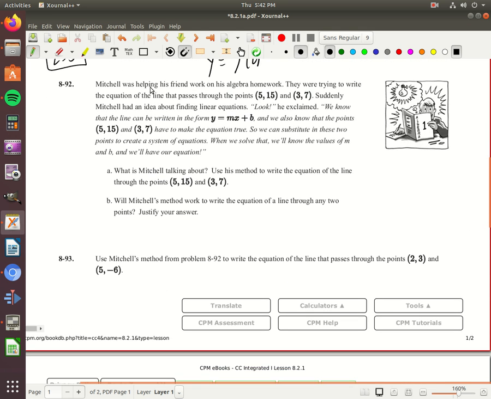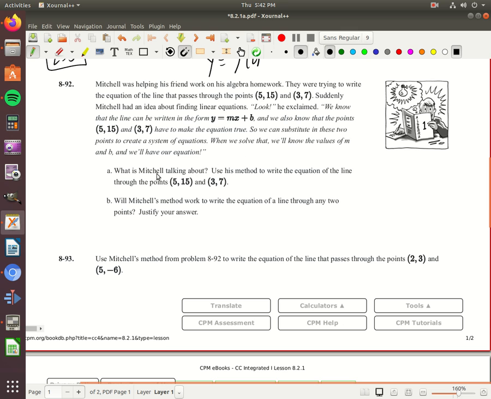So we move on to 892. Mitchell was helping his friend work on his algebra homework. They were trying to write the equation of a line that passes through (5, 15) and (3, 7). Suddenly, Mitchell had an idea about finding linear equations. Look, he exclaimed, we know that the line can be written in the form y equals mx plus b, and we also know that the points (5, 15) and (3, 7) have to make the equation true. So we can substitute in these 2 points to create a system of equations. When we solve that, we'll know the values of m and b, and we'll have our equation.